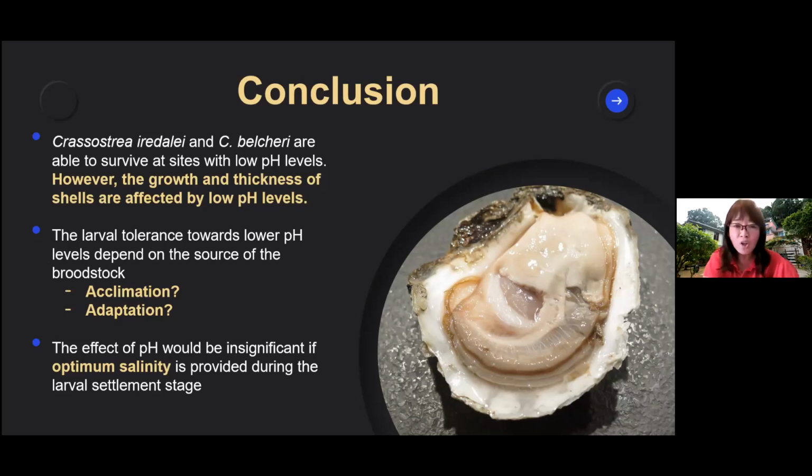So the larval tolerance towards lower pH level depends on the source of the broodstock. Is this acclimatization or is it adaptation? More studies need to be conducted, because if it's adaptation, we have to look into the molecular level. Proteomics would be able to determine whether the adaptation or the tolerance is based on genetics, or is it just physical acclimatization over time. The effect of pH would be insignificant if optimum salinity is provided during the larval settlement stage.